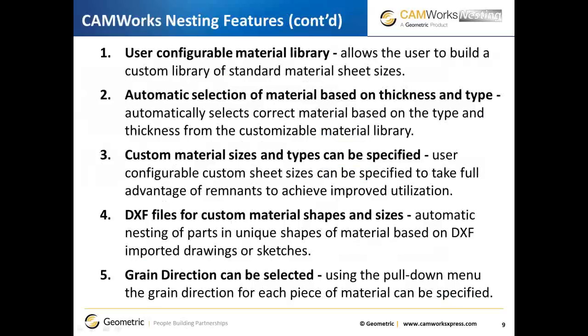Let's review the features available to us through the Sheet Data tab of the CAMWorks Nesting user interface. The user configurable material libraries of standard sheet sizes and material types can be used to automatically populate the material list based on thickness and type. Custom material sizes and types that are not in the library can be specified by the user to take full advantage of remnant material. And DXF files can also be used to define unique material shapes and sizes.